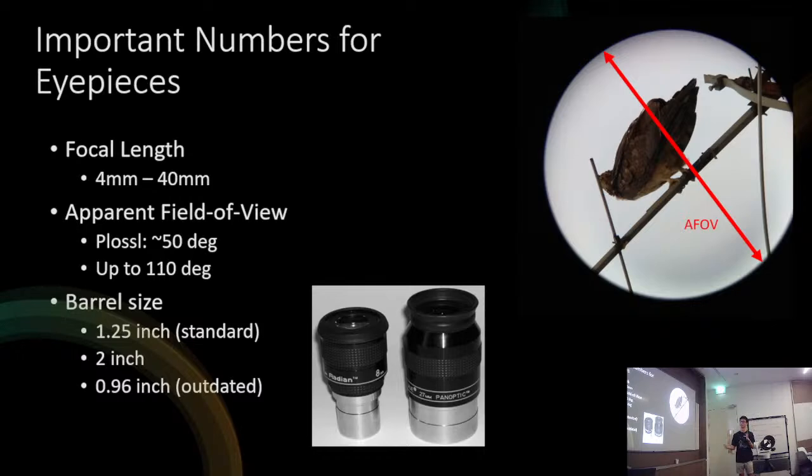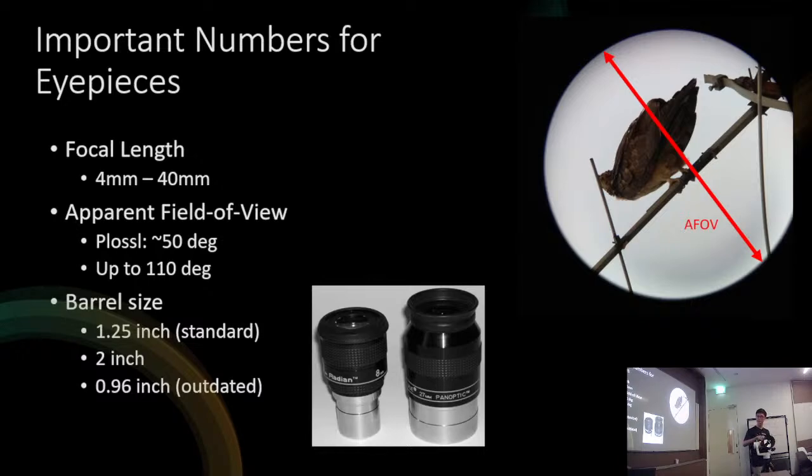So here are some of the more important numbers that describe the eyepiece, right? The first thing you want to know is that the eyepiece has a focal length, typically from around 4 millimeters to around 40 millimeters at the upper end. Usually you can find it written down as a number on the side of the eyepiece. For example, this one is 32 millimeters, which is on the longer side, right?